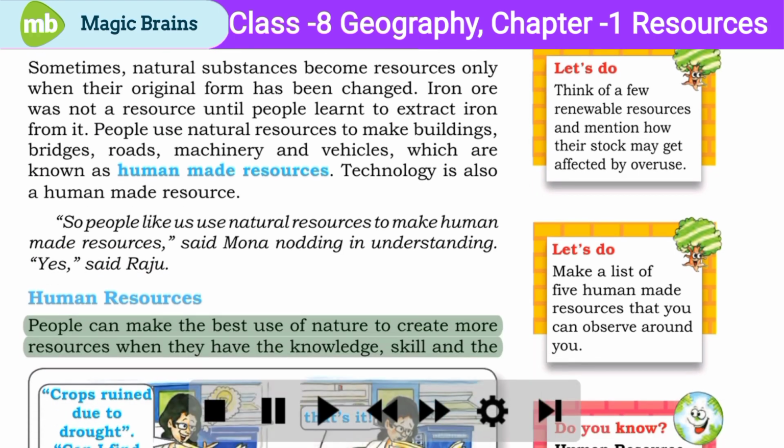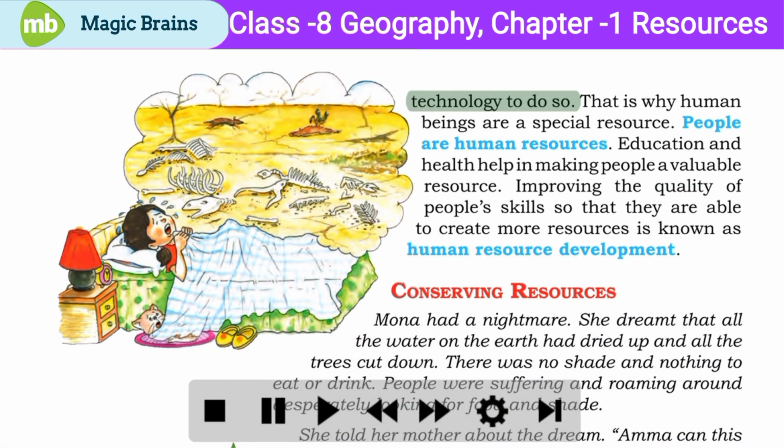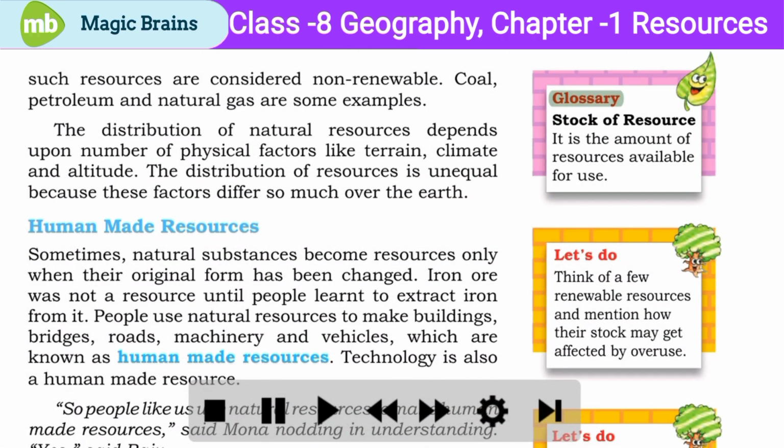Human resources. People can make the best use of nature to create more resources when they have the knowledge, skill, and the technology to do so. That is why human beings are a special resource. People are human resources. Education and health help in making people a valuable resource. Improving the quality of people's skill so that they are able to create more resources is known as human resource development.